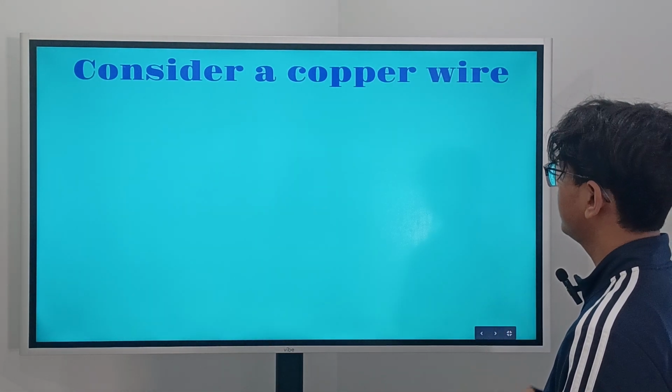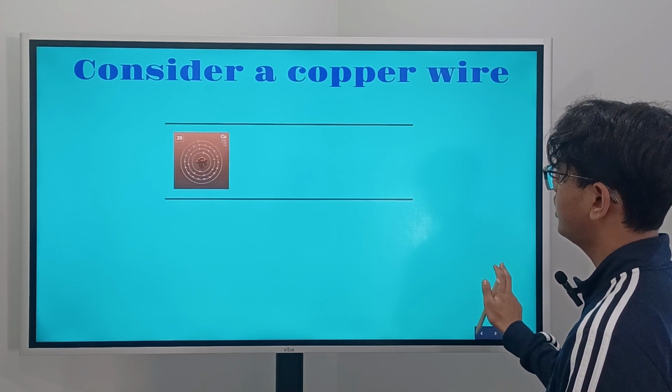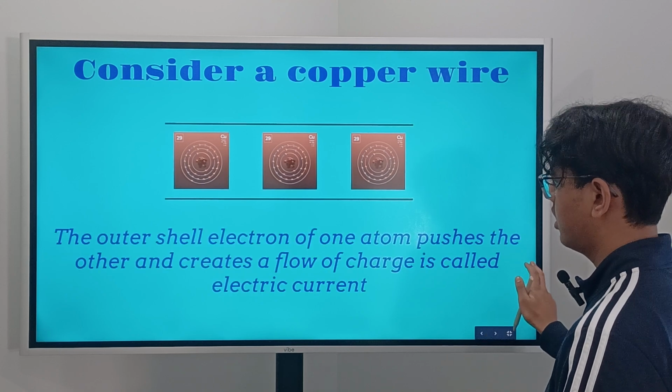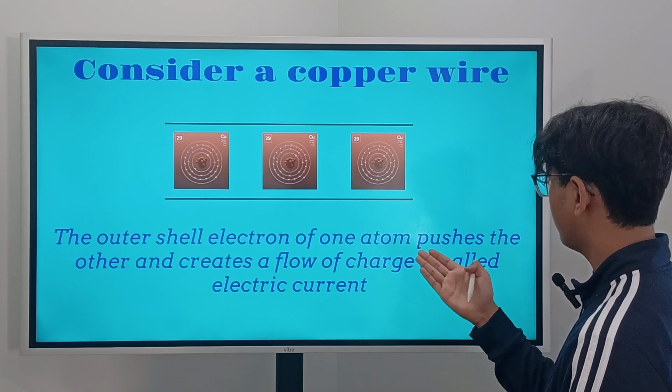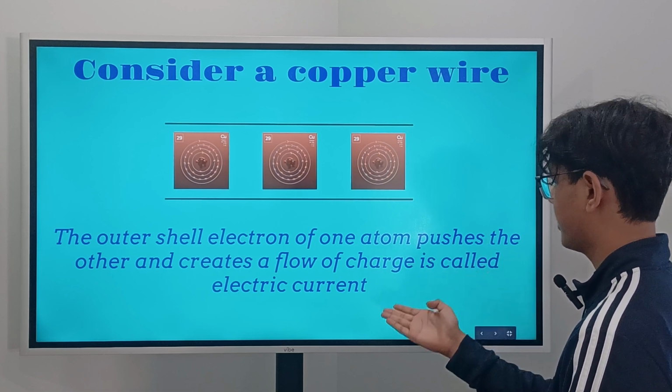So now let's consider an example of a copper wire. This is going to be our copper wire here, and we can see that there are copper atoms inside of the copper wire. The outer shell electron of one atom pushes the other and creates a flow of charge that is called electrical current.